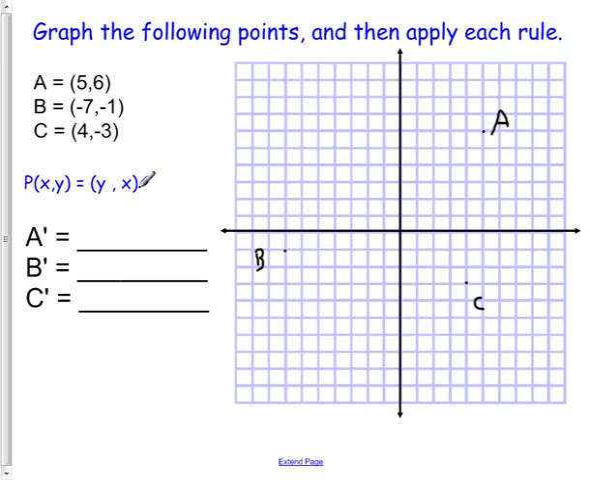So now this time, we're just going to flip. Instead of writing x, y, we're going to write y, x. So that means now instead of writing 5, 6, we're going to flip them around. So it's going to become 6, 5. And instead of -7, -1, it's -1, -7. So this is saying put the y where the x was and put the x where the y was. So we end up with -3, 4.